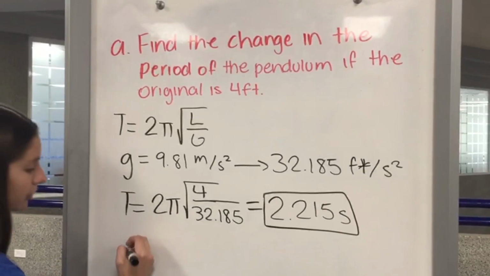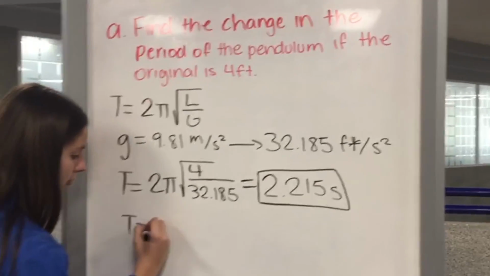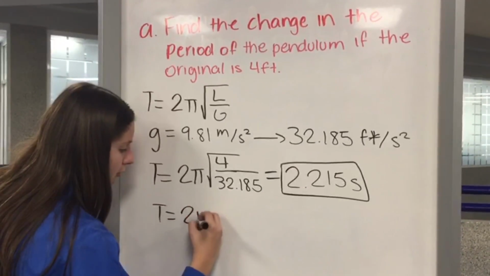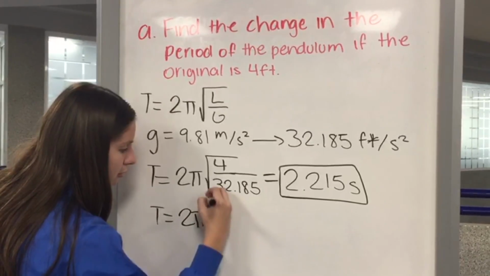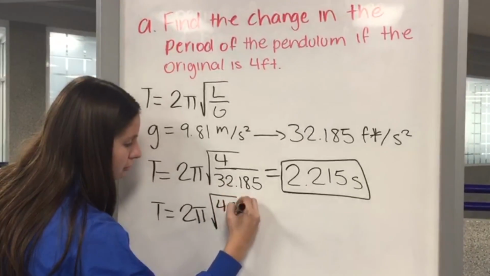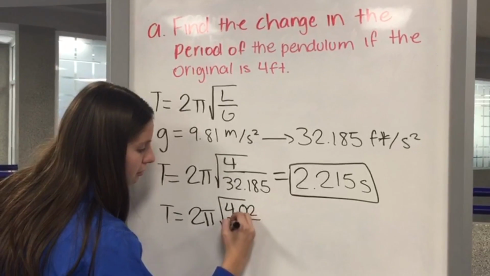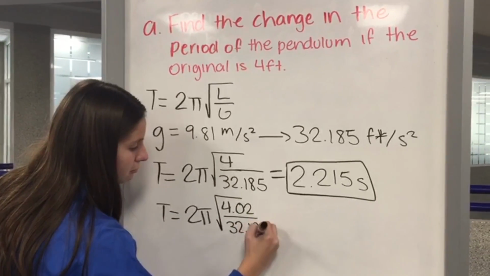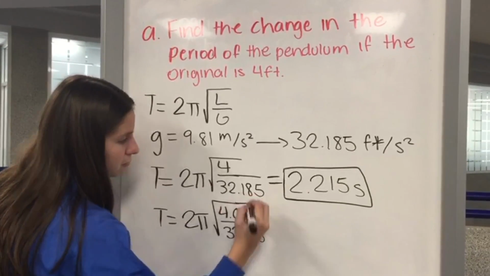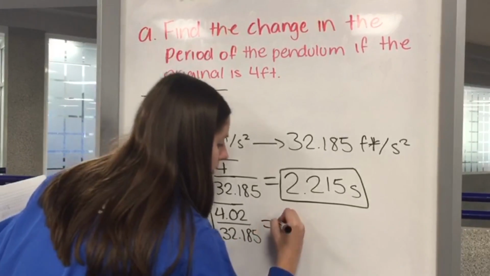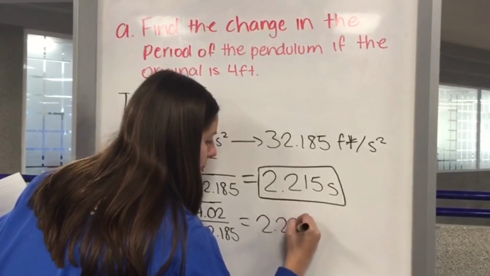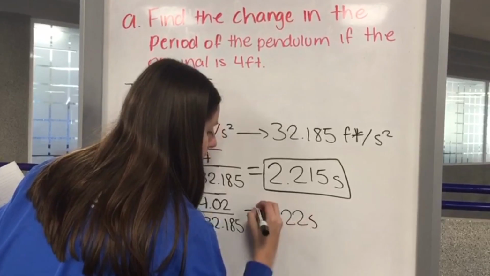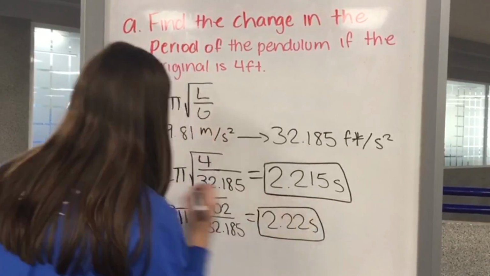After that, we need to use the same formula, but for x2, which is 4.02, and we have T equals 2 pi times square root of 4.02 divided by 32.185, which gives you 2.22 seconds.